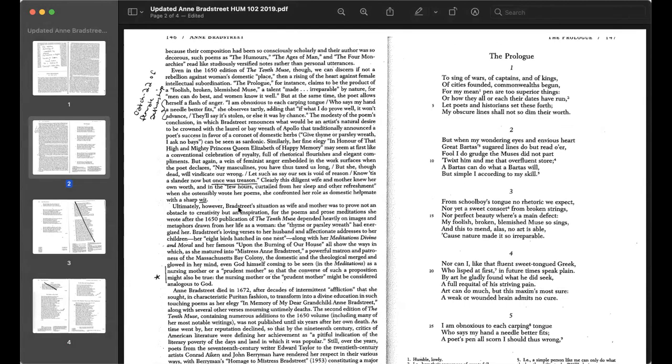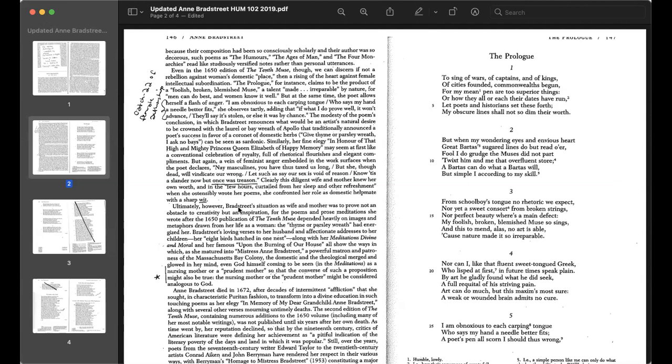And really the spirit here, I think, is not too different from what we've seen in some other women poets, Amelia Lanier and Sor Juana, which is that we see a kind of tone of humility, right? A tone of modesty that she's conveying. She's talking about in the first stanza here of the prologue, "To sing of wars, of captains and of kings, of cities founded, commonwealths begun, for my mean pen are too superior things." The idea of an epic, right? All these things she mentions: wars, captains, kings, cities, commonwealths. These are the work of epic poets.